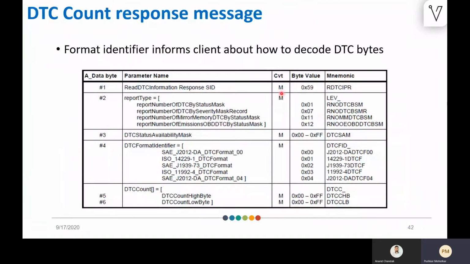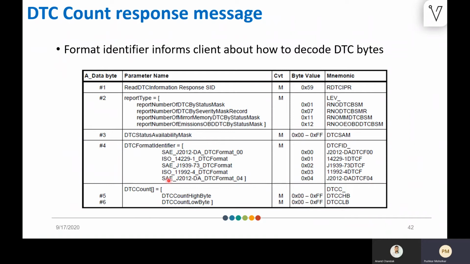So as you can see, this is the response format. So we have received the 0x59 positive response ID. Then 0x01 was the sub function that we had accessed. Then the 0xFF was the status availability mask that we have used, and the fourth byte tells us which format is being followed for the DTC encoding. So in our case, the value was 0x04.